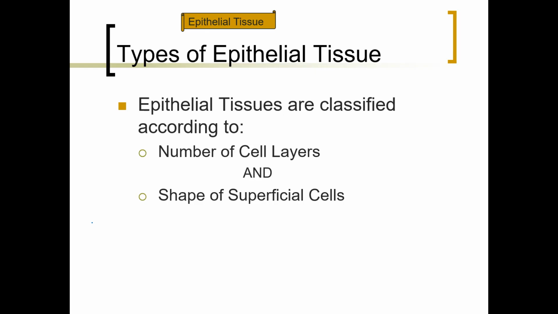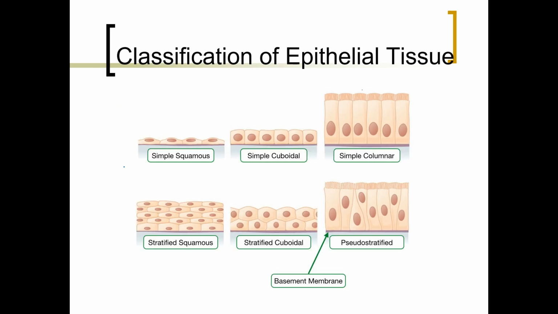So types of epithelial tissue. Again, you're going to be learning this in lab as well. Epithelial tissue is classified based on how many cell layers it has and the shape of those cells. In each row, you've got a single layer of cells. Single means simple. And then multiple layers means stratified. We'll talk about this pseudo-stratified in a second.